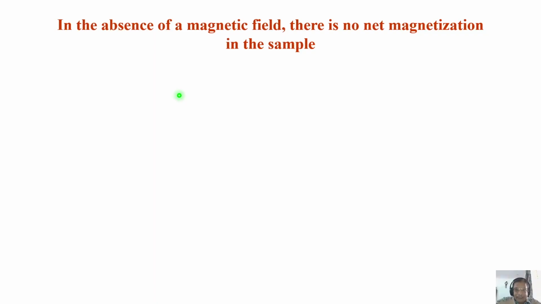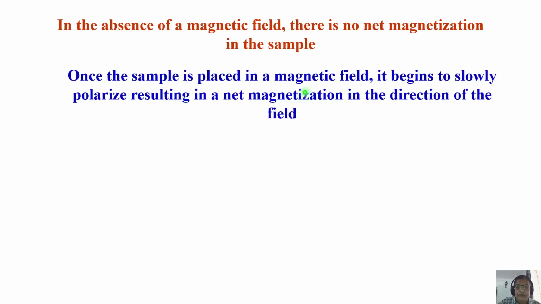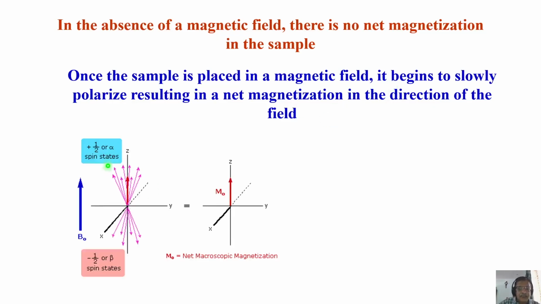Now I am going to take the sample and put it in a magnetic field. What is going to happen? As you know, once it is placed in a magnetic field, it begins to align slowly. It has to align in the direction of the magnetic field, or in other words, we call it polarization in the direction of the magnetic field. And we generate a net magnetic moment, net magnetization, which we discussed is called bulk magnetization. Okay, this is the situation.